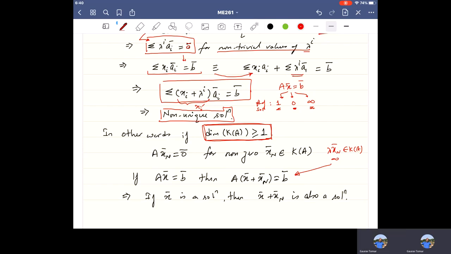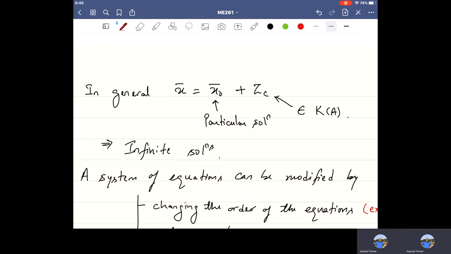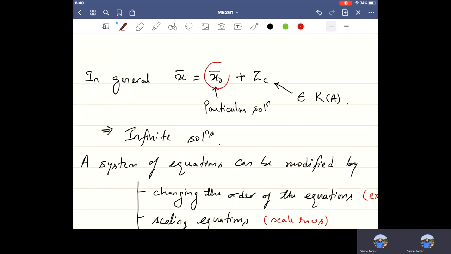Now, they are infinite, but in a certain way. So what is that certain way? If you can find a particular solution, let's say x naught, which does not belong to the null space of A, some particular vector which gets mapped to the b vector, then you can add another set of vectors which belong to the null space of A. So this will be the form of your infinite solutions.